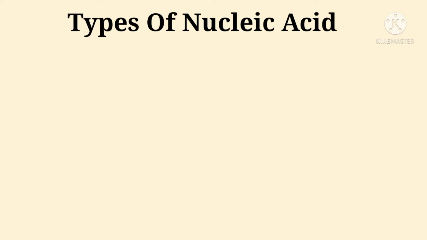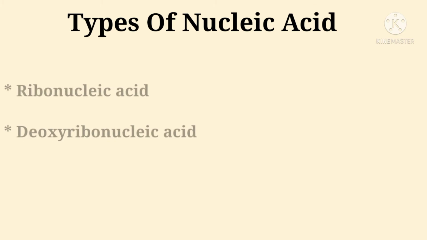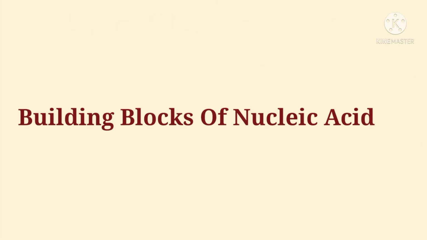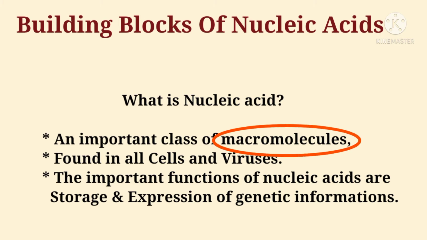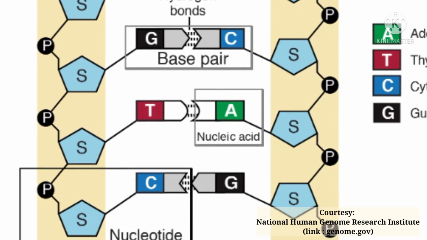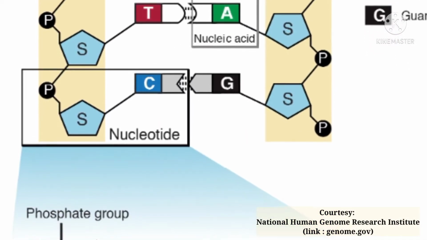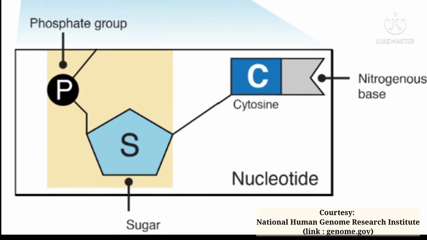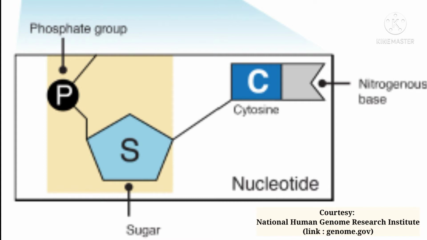Types of nucleic acid. The two main types of nucleic acids are ribonucleic acid and deoxyribonucleic acid. Building blocks of nucleic acid. I told you nucleic acids are macromolecules, which means nucleic acids are molecules composed of many smaller molecular units called nucleotides. So, we can say a nucleotide is the basic building block of nucleic acids.